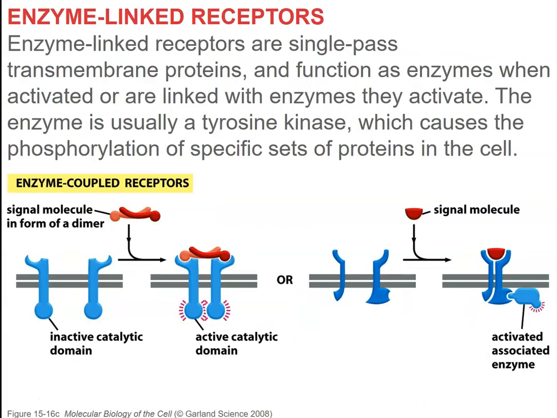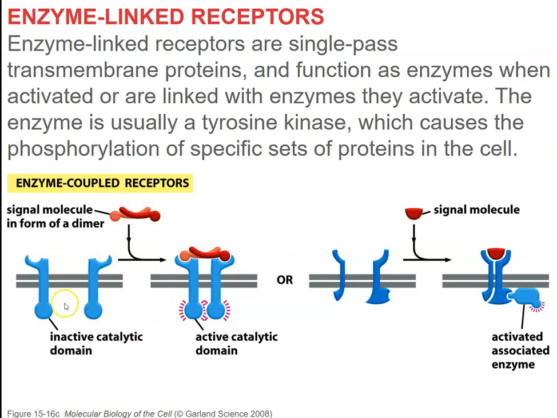So the third category are these enzyme-linked receptors, and the way they work is they are single-pass transmembrane proteins, and they function as enzymes when they are activated themselves, or they might be associated with an enzyme. And it's usually a tyrosine kinase.